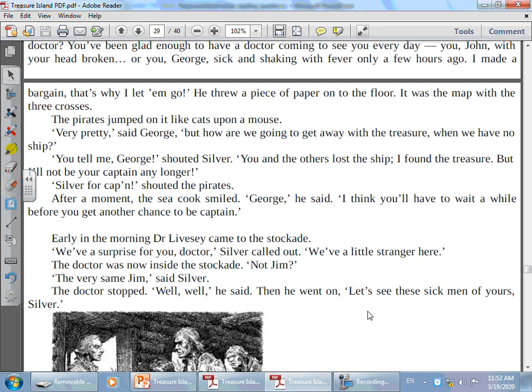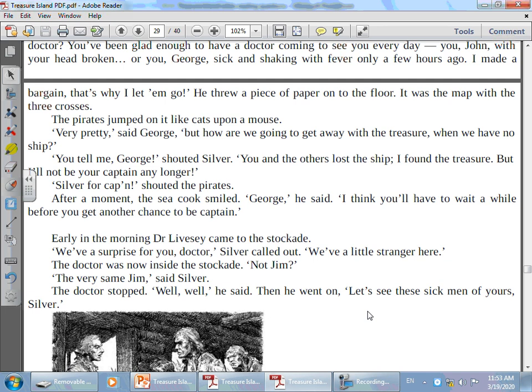So what happened here? Long John Silver promised his men that he would make a bargain with Jim Hawkins and with Dr. Livesey, and they would get the map. But when he threw the map on the floor, how did the other pirates act? Yes, they acted like cats on a mouse. They were very foolish, very stupid, rushing matters, and acting in a very bad way. So he told them, I am no longer your captain, and now you have the map. Go and look for the treasure.